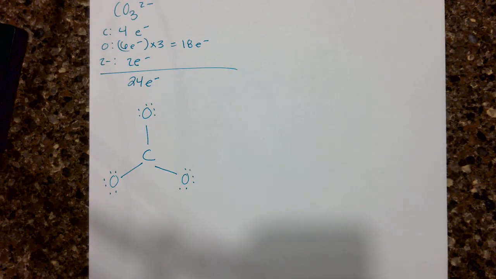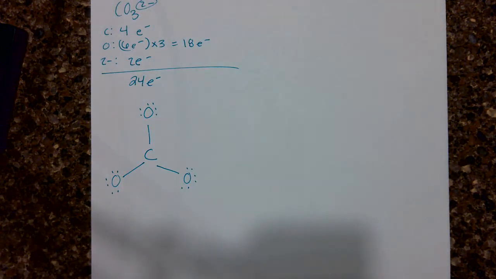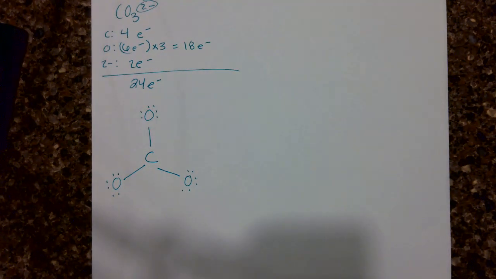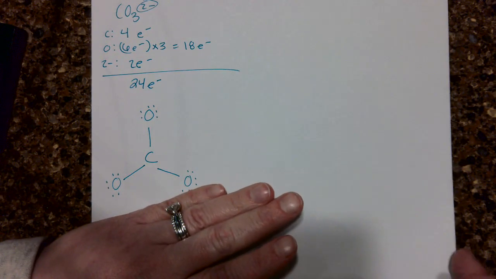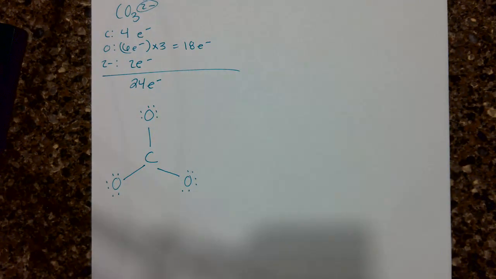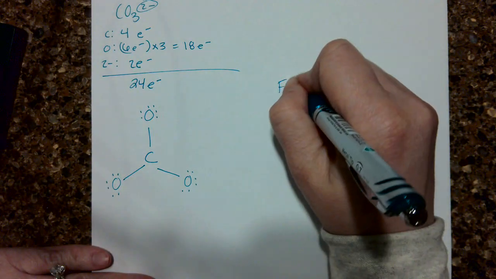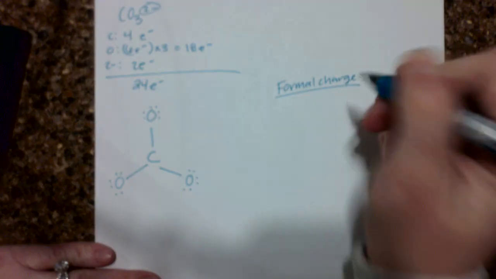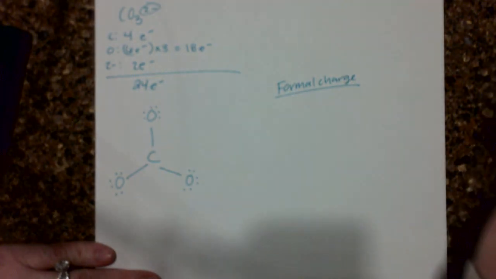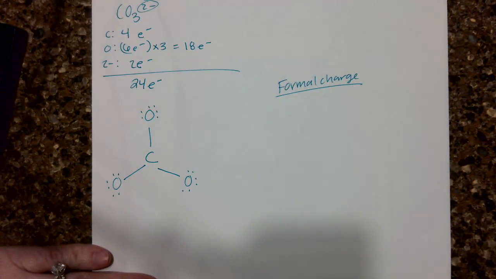First and foremost, we have to double check that the way we do this gives a charge of 2 minus overall, because carbonate has a charge of -2. So we have to make sure that the way we're drawing it actually has a charge of -2. We might have to review formal charge real quick. Formal charge is the way to calculate whether an atom is neutral or whether there's actually an official positive or negative charge on it.